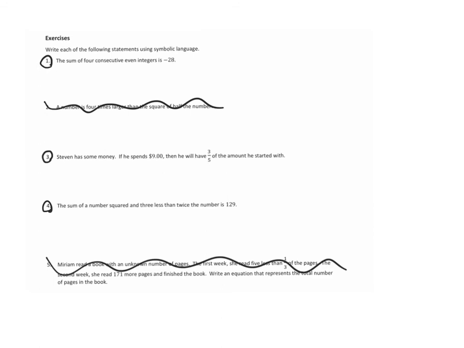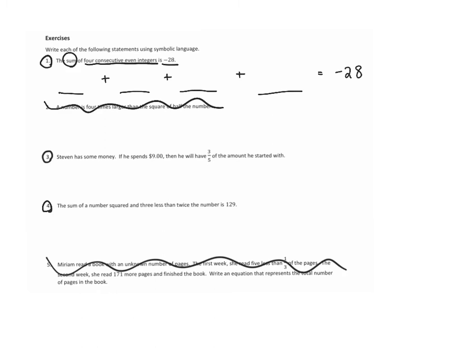All right, so I am going to explain these 3. I'm going to do it pretty quickly, just kind of writing in. I'm not going to close read each one just for the sake of time. You should have done that on your own. So the sum of 4 consecutive even integers is negative 28. We have the sum of 1, 2, 3, 4 integers is or equals negative 28.